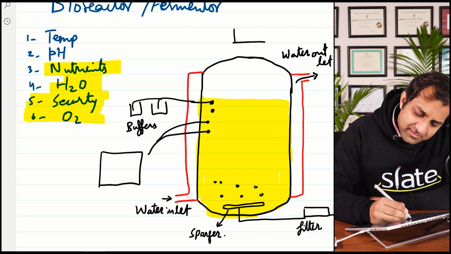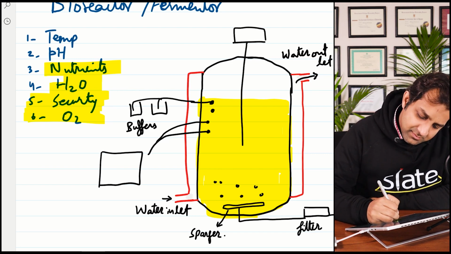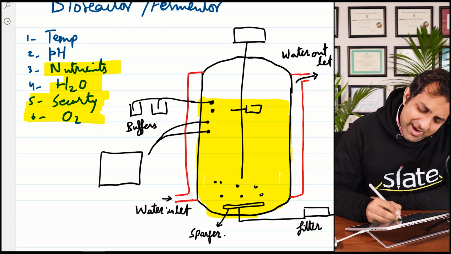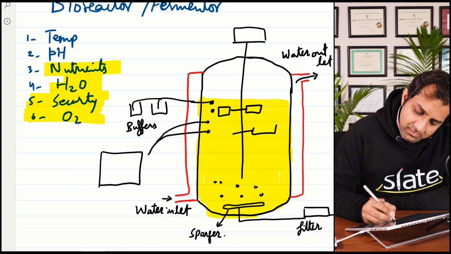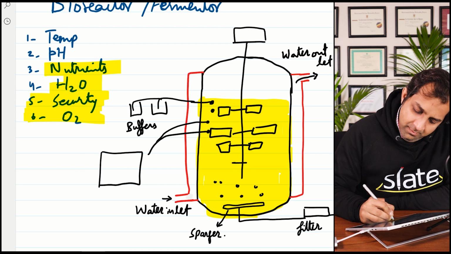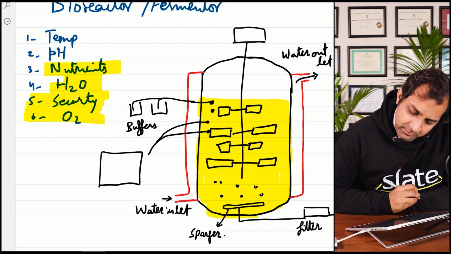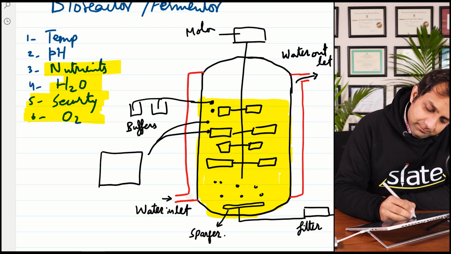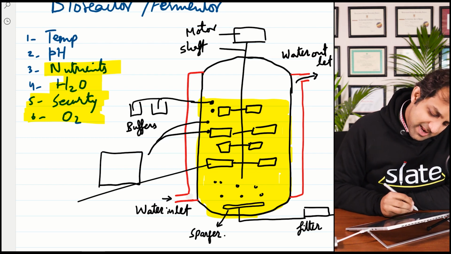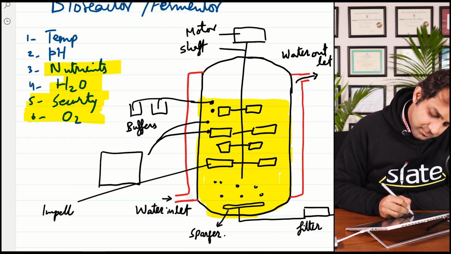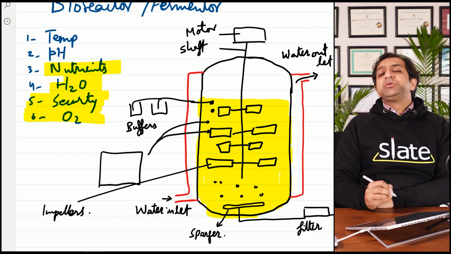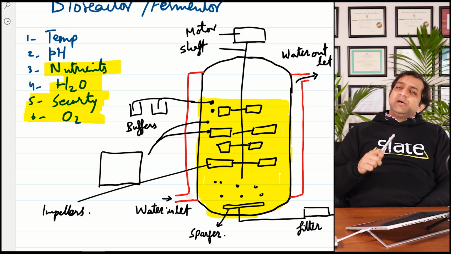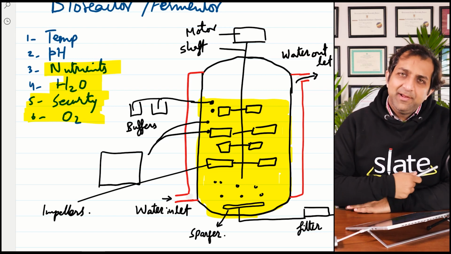Then we have a shaft, a motor, and a rotor to which small impellers are attached. So these are called impellers. This is a motor. This is a shaft. And these are impellers. What these impellers do is they keep on moving so that all the contents are thoroughly mixed inside, right?